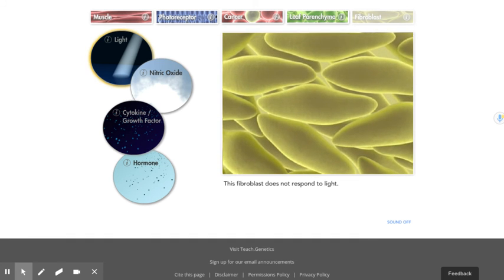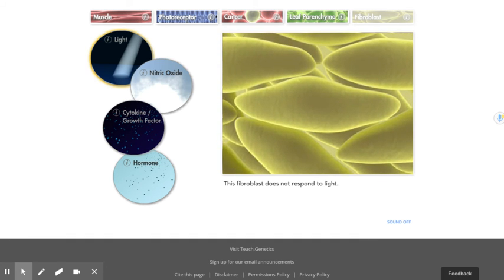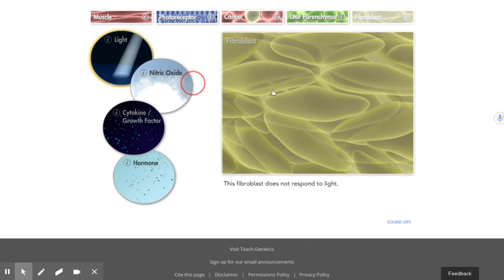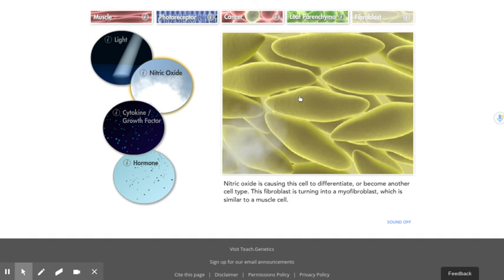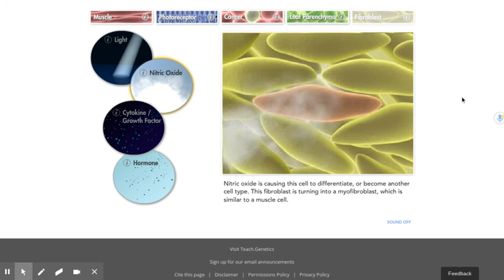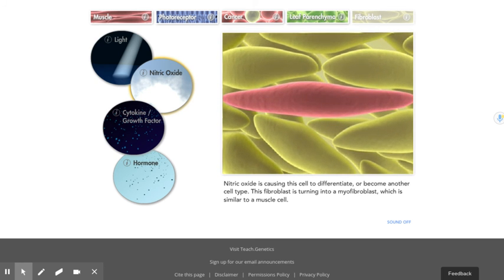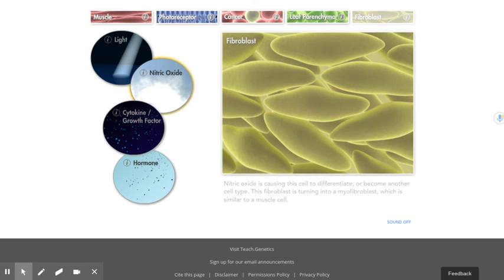This fibroblast does not respond to light. Nitric oxide is causing this cell to differentiate, or become another cell type. This fibroblast is turning into a myofibroblast, which is similar to a muscle.